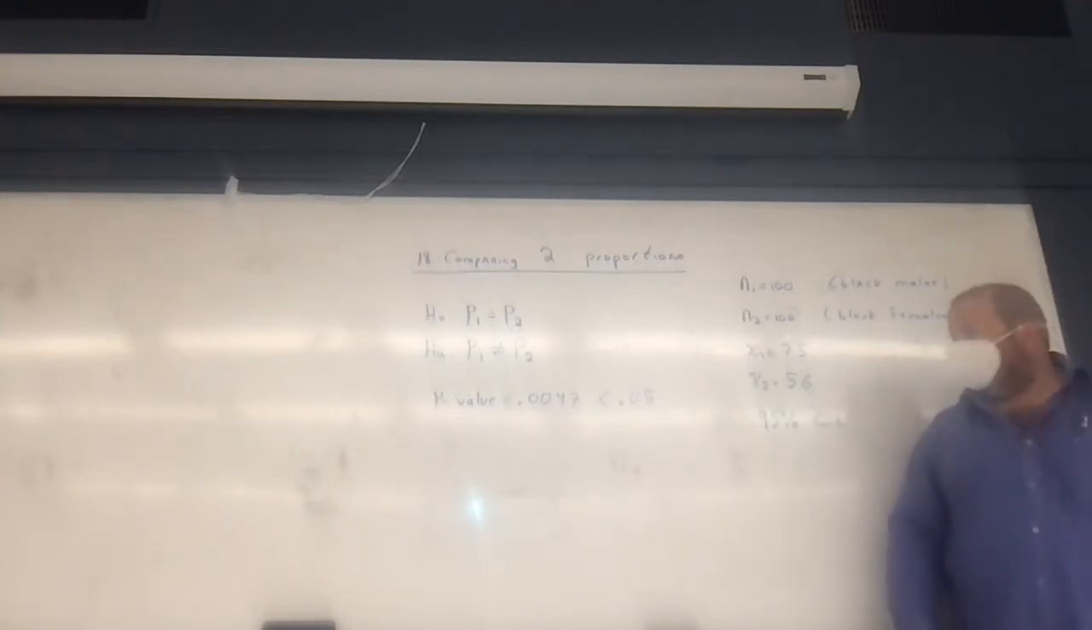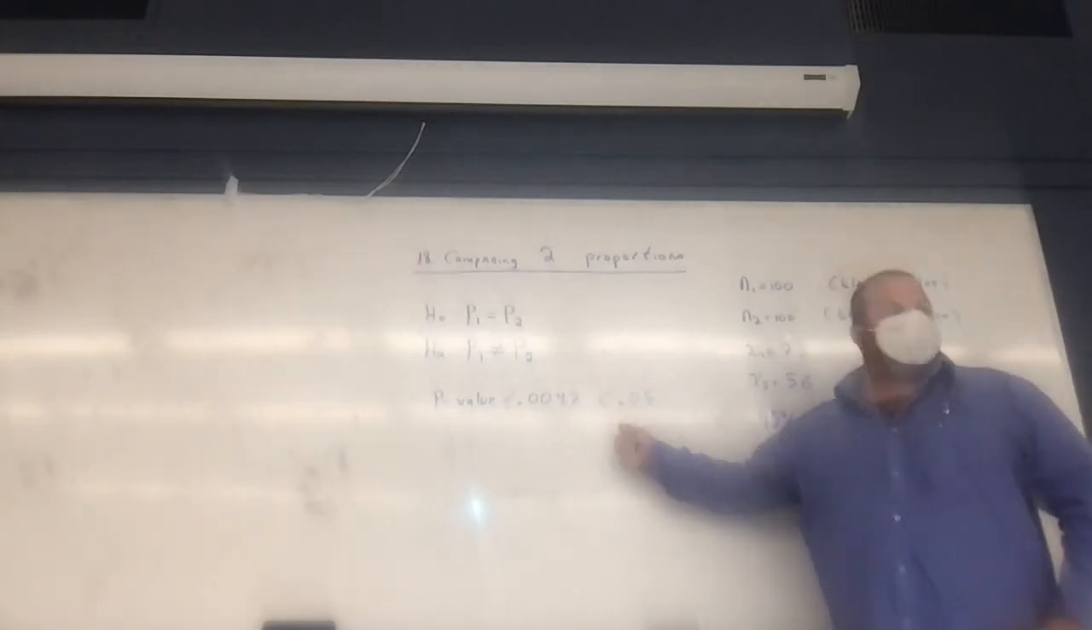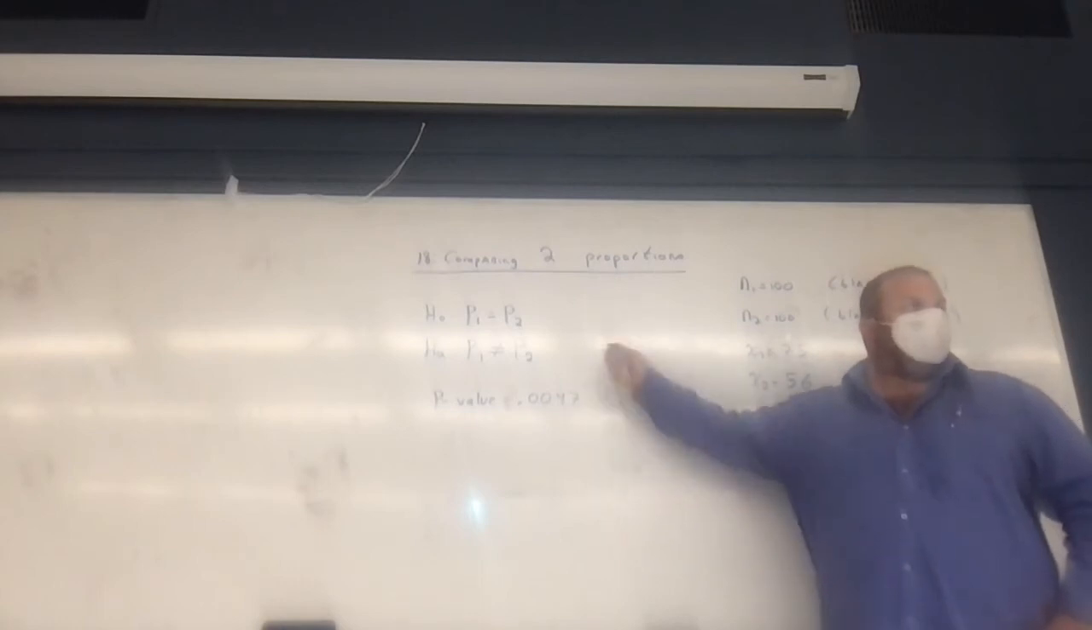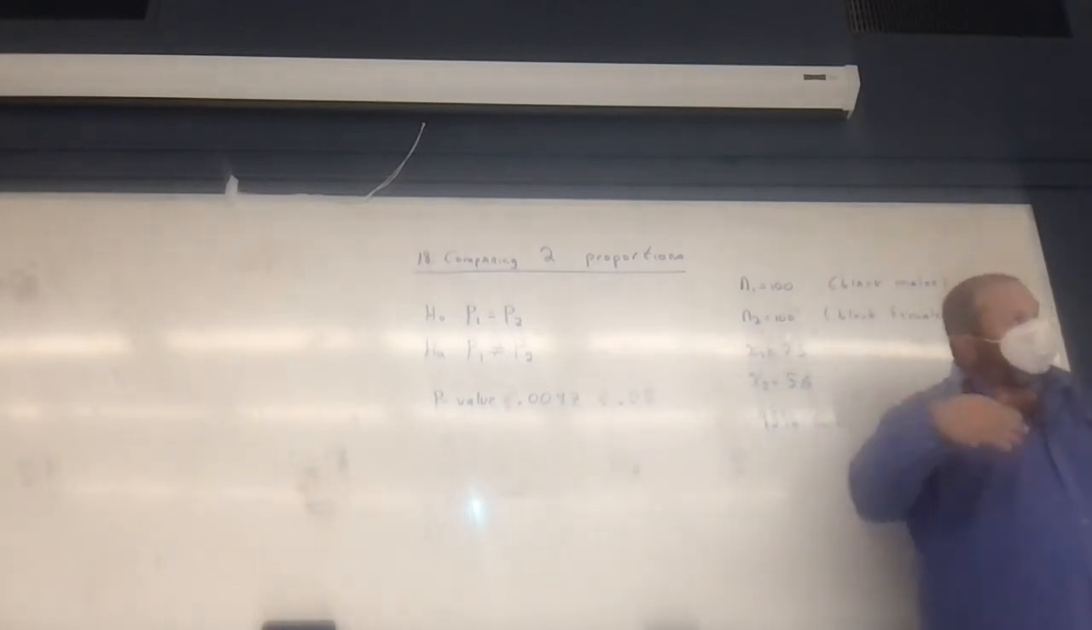If the p-value is less than 0.05, we reject. If the p-value is not less than 0.05, we don't reject. Not less than will include equals, even though mathematically that will never happen.